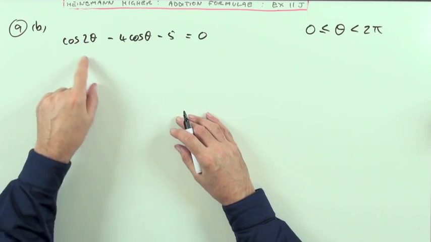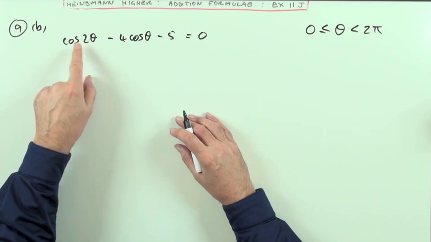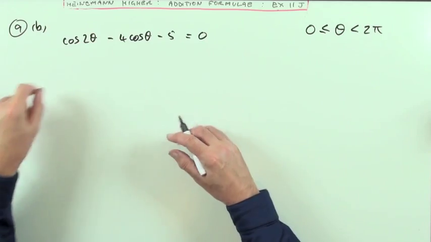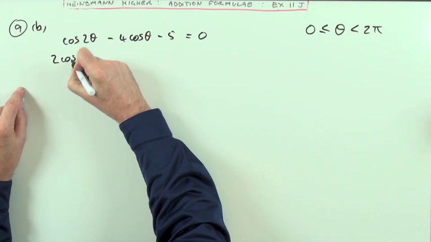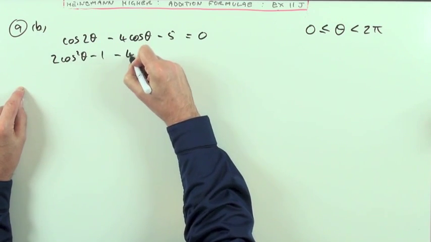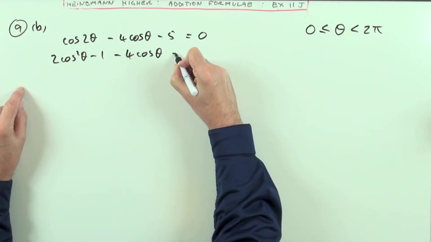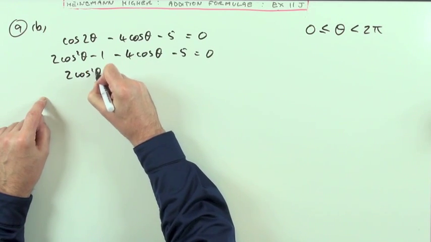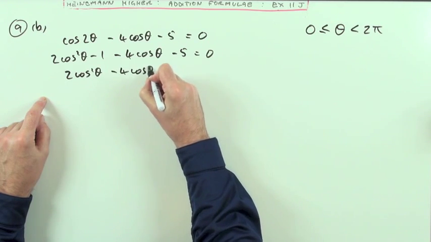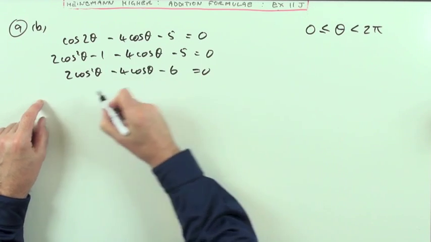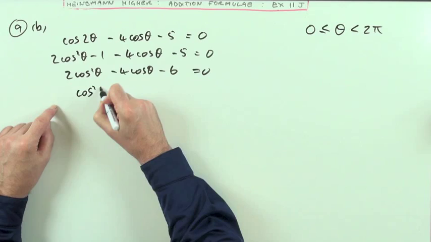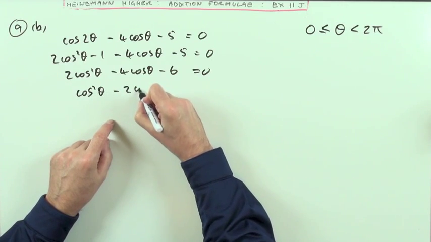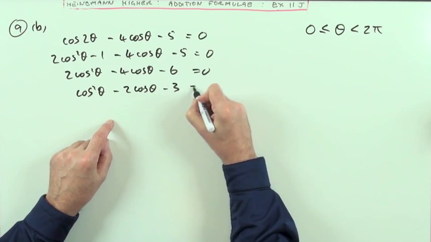Part B, another double angle one. This time I want to change it into the cos form for that one. So that will be 2 cos squared theta minus 1, then minus 4 cos theta minus 5 equals 0. Tidy that up. 2 cos squared theta minus 4 cos theta minus 6 equals 0. May as well take out those 2's just now. Cos squared theta minus 2 cos theta minus 3 equals 0.